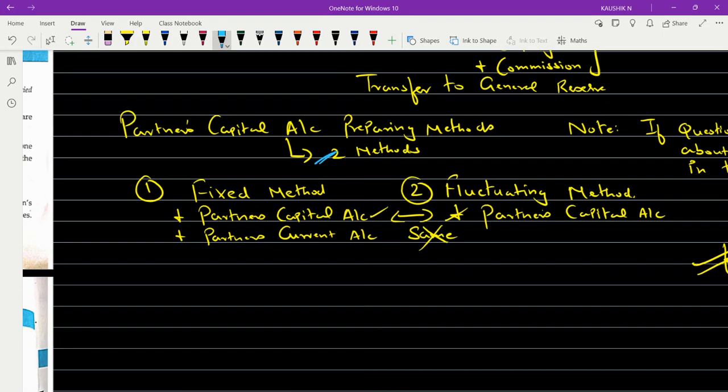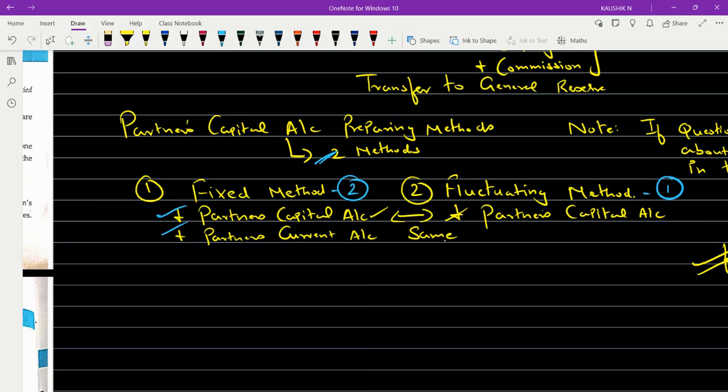In the fixed method, you have two ledgers to be prepared, whereas in the fluctuating method, you have to prepare only one ledger. What are those two ledgers? In the fixed method, you have to prepare the partner's capital account and the partner's current account. In the fluctuating method, you need to prepare only the partner's capital account.